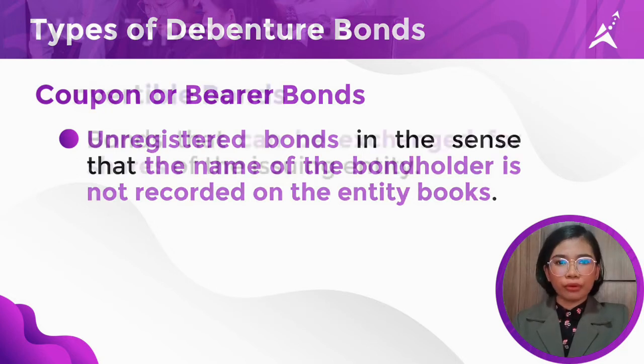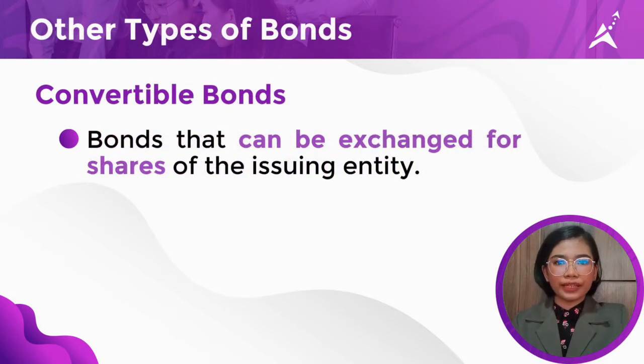There are other types of bonds. First is the convertible bonds that can be exchanged for shares of the issuing entity. So the issuer can include in the bond indenture that after a certain period, the bondholder can convert his bond into an ordinary share.